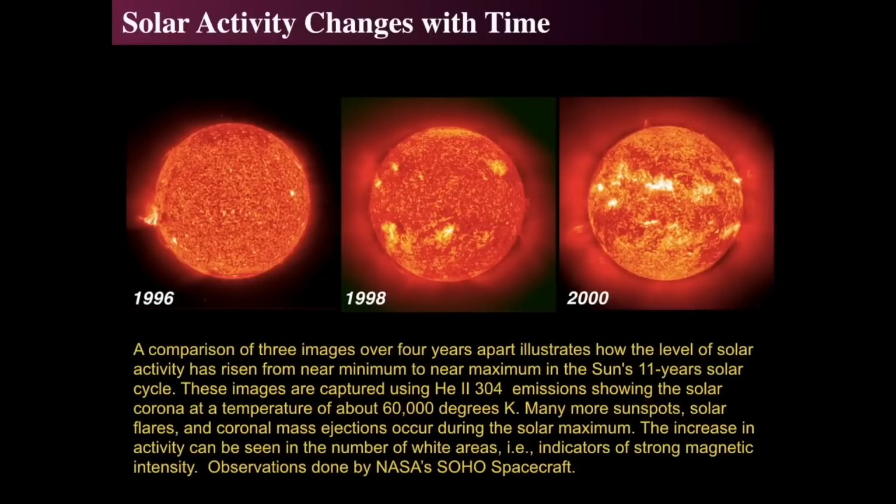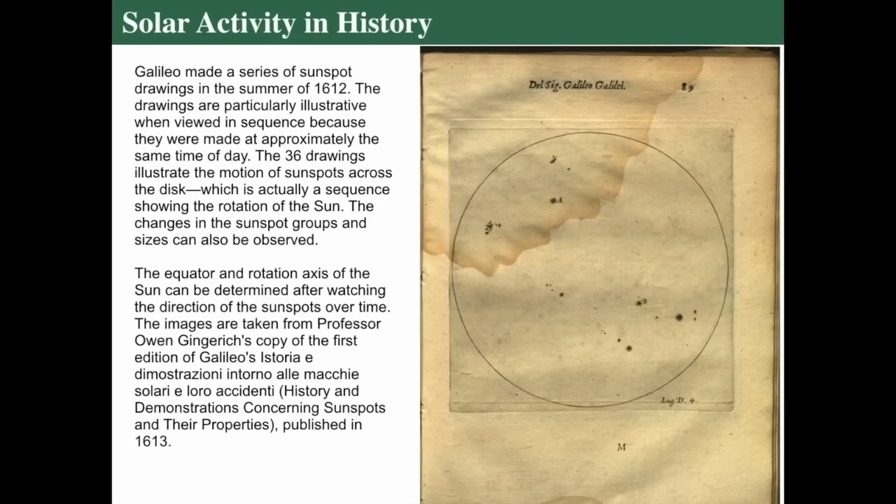So that means that solar activity changes with time, and you can go from quiet times to active times, back to quiet times, back to active times. So solar activity changes with time, and how many sunspots there are changes. And if we look, we'll find that we can actually hunt for this throughout history.